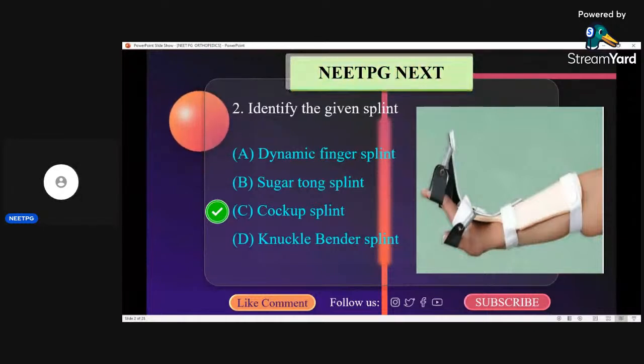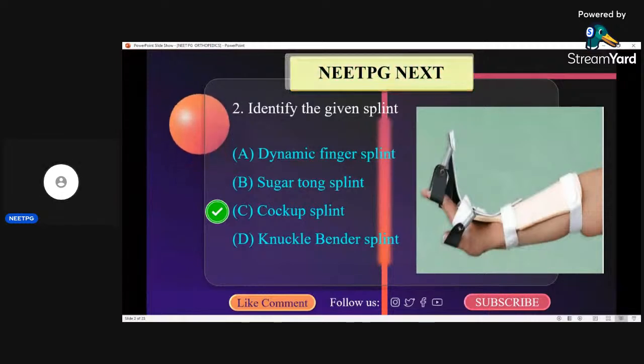Dynamic finger splint, sugar tong splint, cock-up splint, knuckle bender splint. Knuckle bender splint simultaneously flexes the MCP of all joints without blocking IP or wrist motion. It is used in case of ulnar nerve palsy.